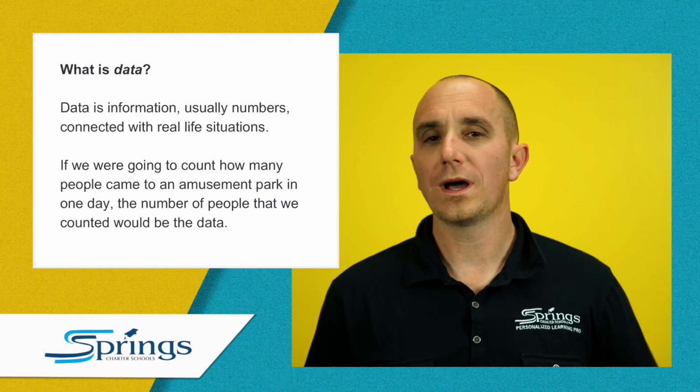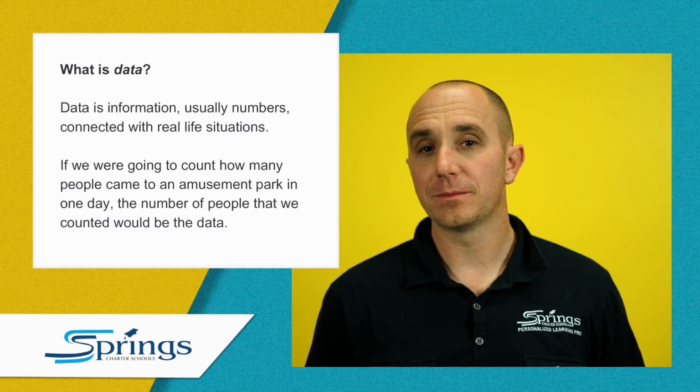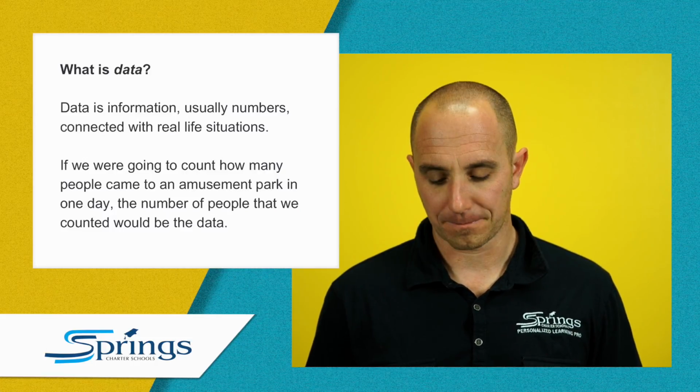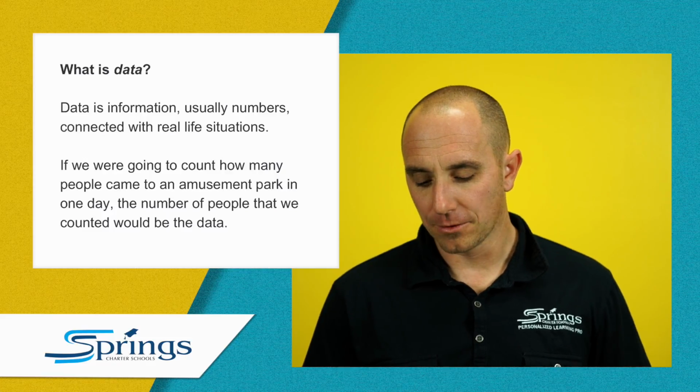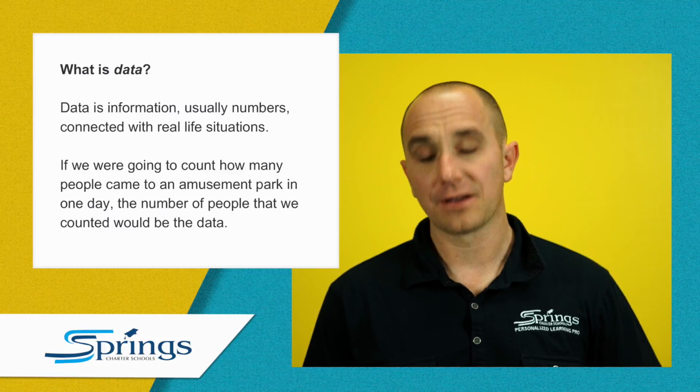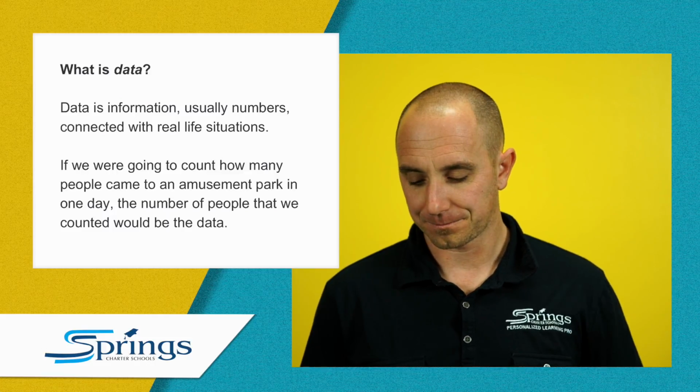Okay, so understanding line plots. The first thing that we need to explore is data. So what is data? Data is information, usually numbers, connected with real-life situations. Now, if we're going to count how many people, for instance, came to an amusement park in one day, the number of people that we counted would be the data that we're referring to.